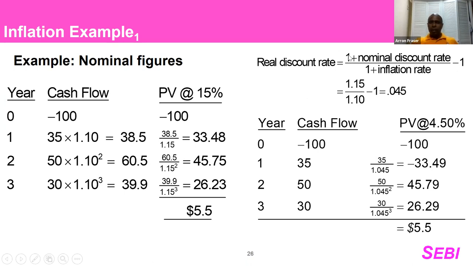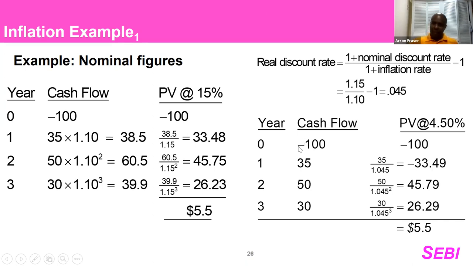The nominal discount rate is 15%, so that is 1 plus 0.015, divided by 1 plus the inflation, that's 1 plus 0.01, minus 1, and that will give you a real discount rate of 0.45 or 4.5%.